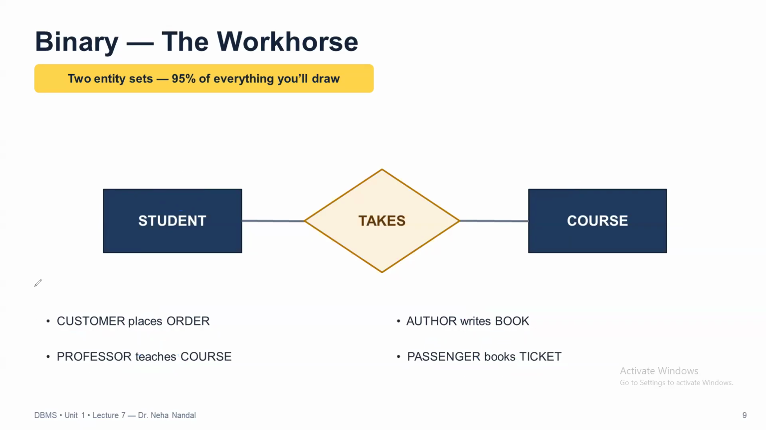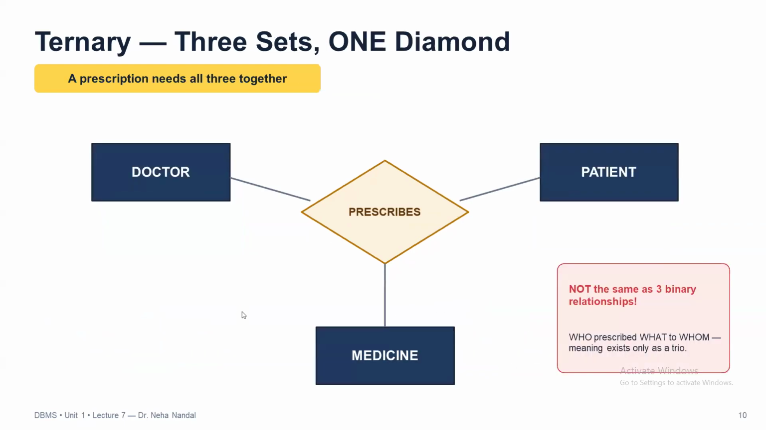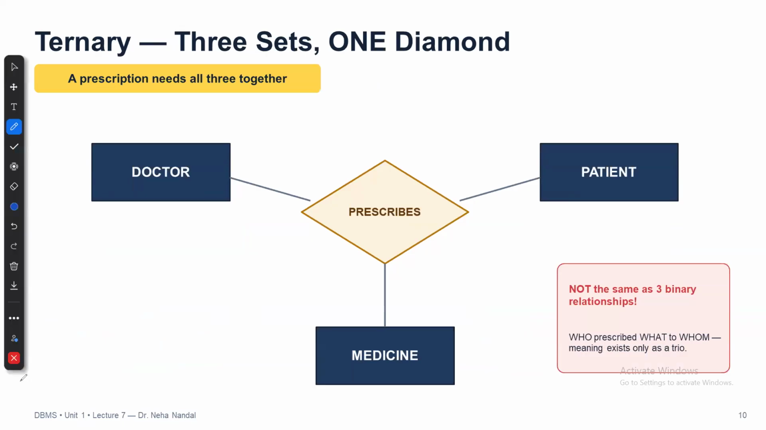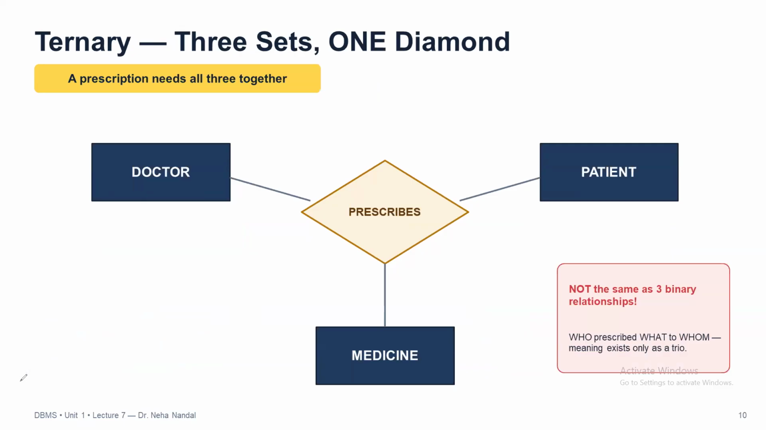It becomes more interesting when we reach drawing complete, full-fledged ER diagrams with all the functionalities. Let's go with the third one, that is the ternary relationship. What happens in this one? As I already told you, it is a relationship between three different entity sets. Three entity sets are connected using one diamond. Let's see how it happens. A doctor prescribes a medicine, and the doctor prescribes this medicine to the patient.